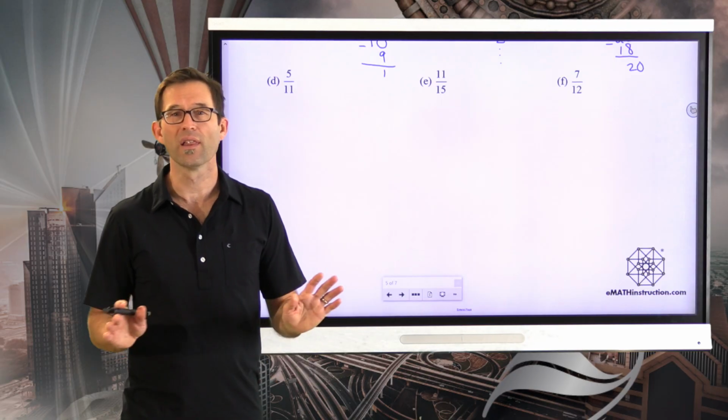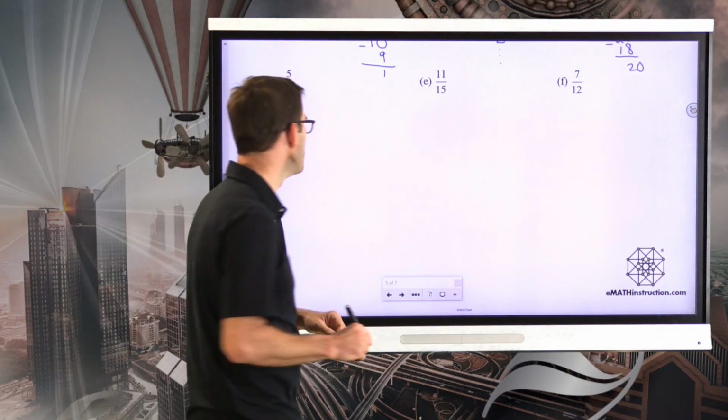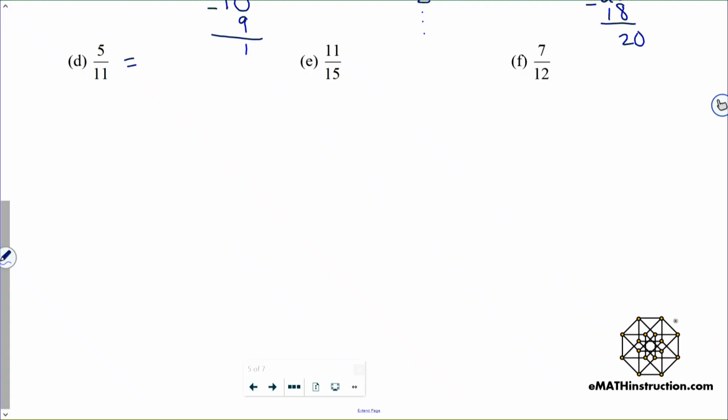All right, I love 11ths. 11ths, 9ths, they're all kind of fun. So 5/11ths is going to be 5 divided by 11. So let's do it. 5 divided by 11. Okay, and to get ready for all this repetition, I'm going to put some zeros out here. All right, how many times does 11 go into 50? That's going to be 4 times, right? That's going to give me 44.